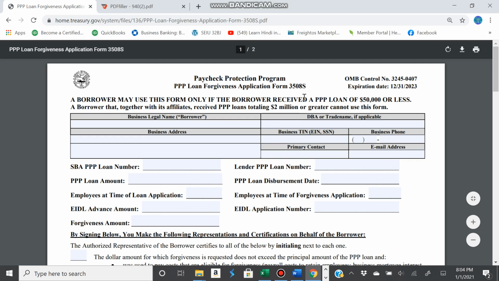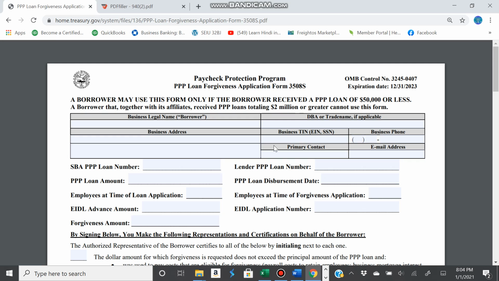Now let us look at some basic information that we need to fill this form. Now we need the business name, the DBA, business address, business TIN, EIN, SSN, business number, primary contact, email address. Now these are all the information that was stated in your SBA form 2483. Those same information that you enter on that form, you need to enter in the space provided here.